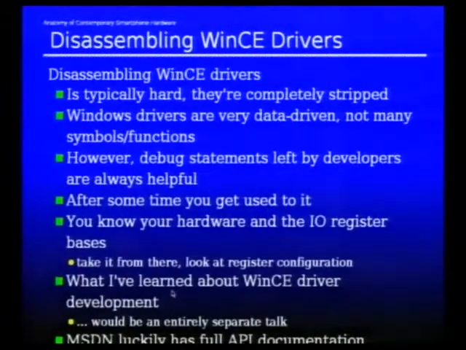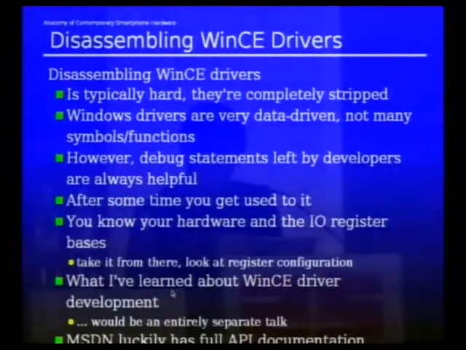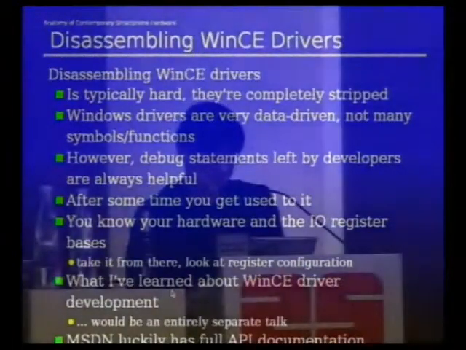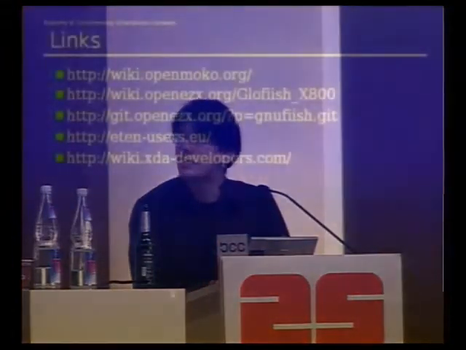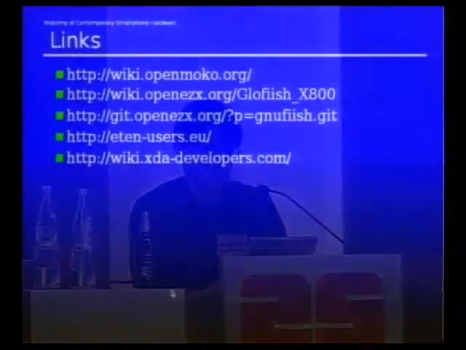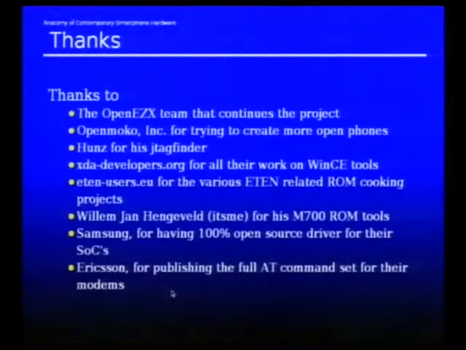Luckily, there's API documentation on the internet, all kinds of interesting things in there. The registry of Windows CE-based devices also gives you all kinds of hints. For example, most of the drivers have some kind of registry keys, and they might indicate some operational parameters, like what kind of GPIOs they use or something like that. Yeah, and then we get to the various links to the various projects. Just have a look, check them out, and finally my thanks slide.